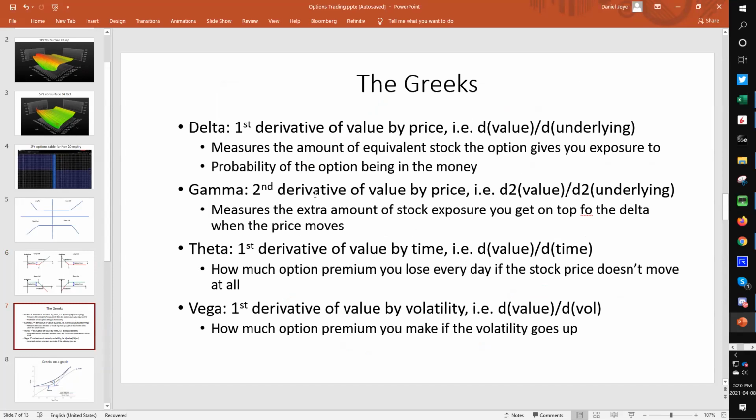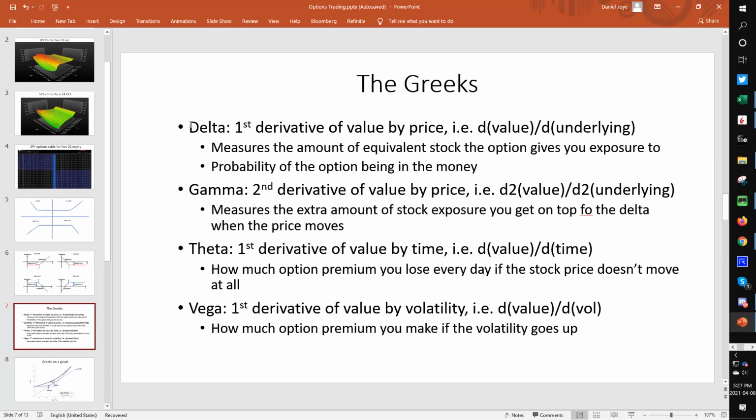Okay. So the Greeks are basically, we call them Greeks because in math you use Greek letters to identify derivatives. So the derivative of something. I don't know how well your math is, but basically a derivative is how the value of y changes for a small change in x. That's essentially what a derivative is.